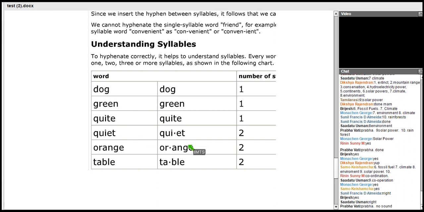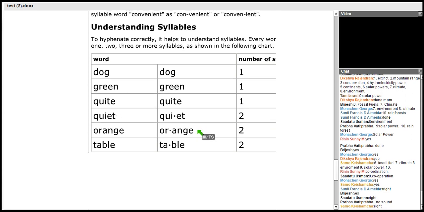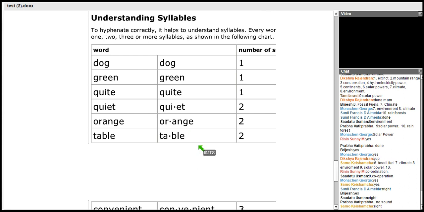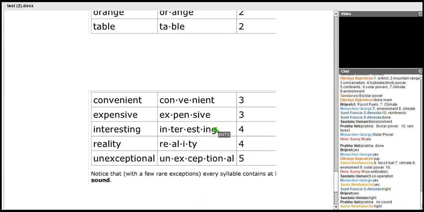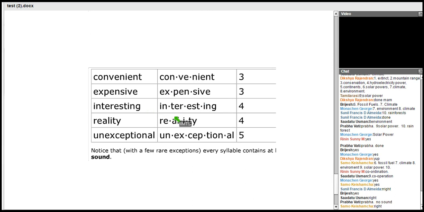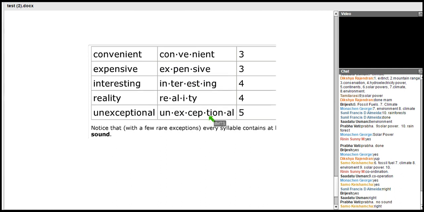Quite has two syllables. Orange has two syllables, so we can hyphenate that. Table has two syllables, so we can hyphenate that. Convenient has three syllables, so we can put two hyphens. Expensive, again we can put two hyphens. Interesting, one, two, three, we can put three hyphens, because it has four syllables.